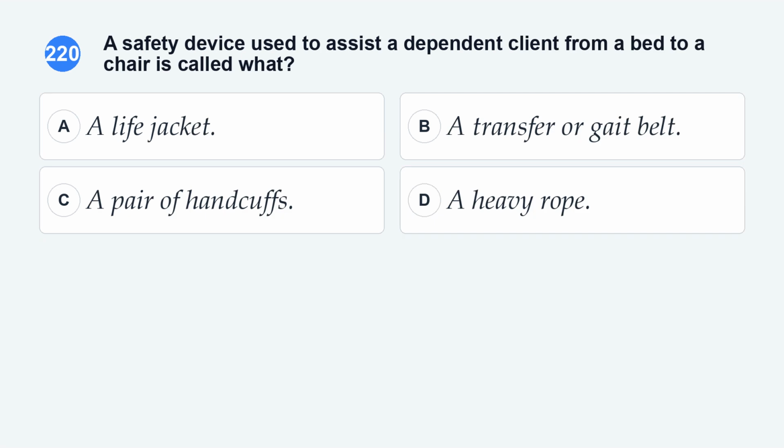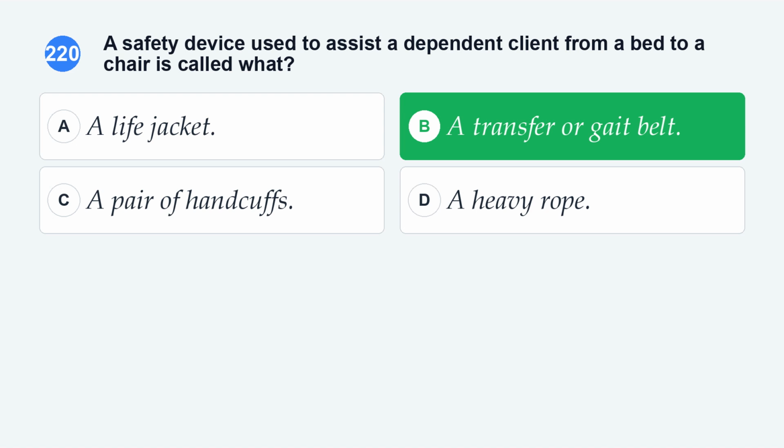Question 220. A safety device used to assist a dependent client from a bed to a chair is called what? Option A, a life jacket. Option B, a transfer or gait belt. Option C, a pair of handcuffs. Option D, a heavy rope.